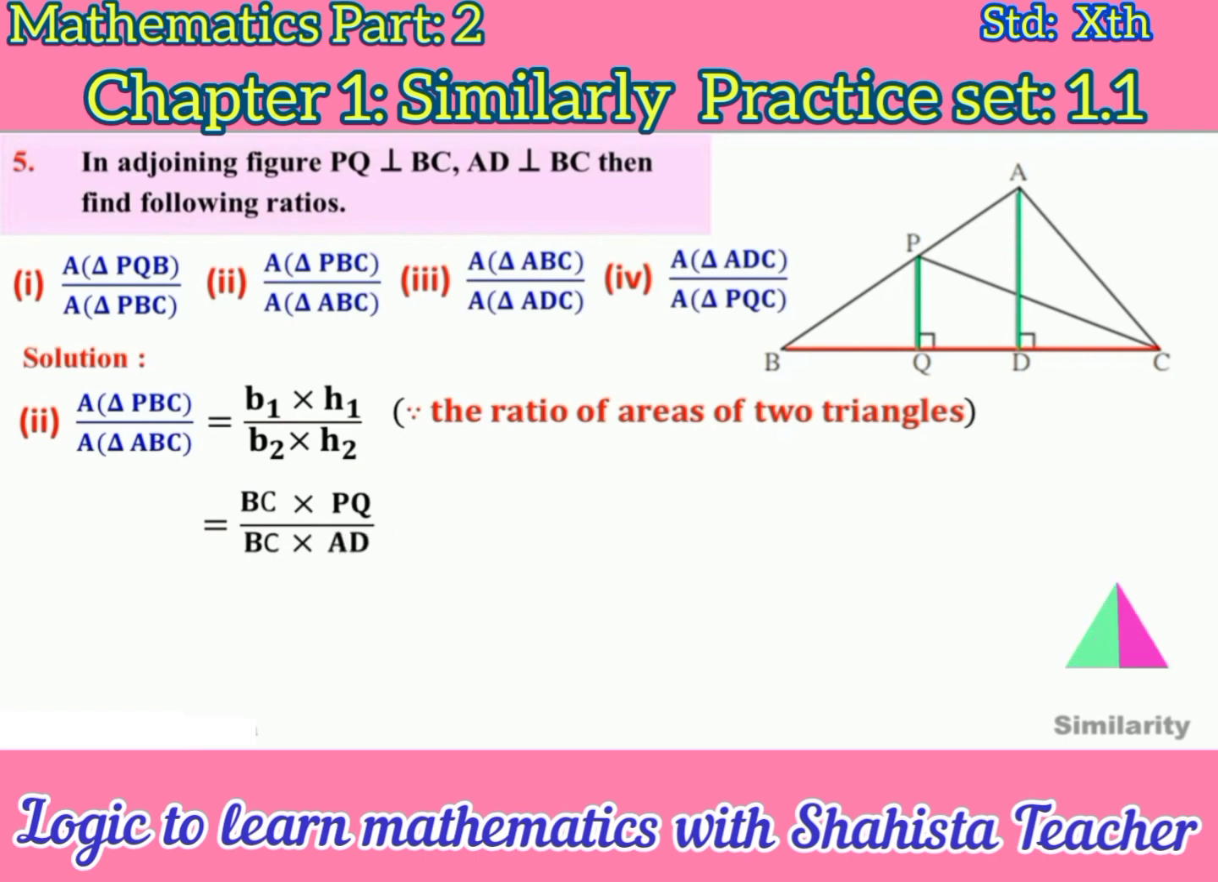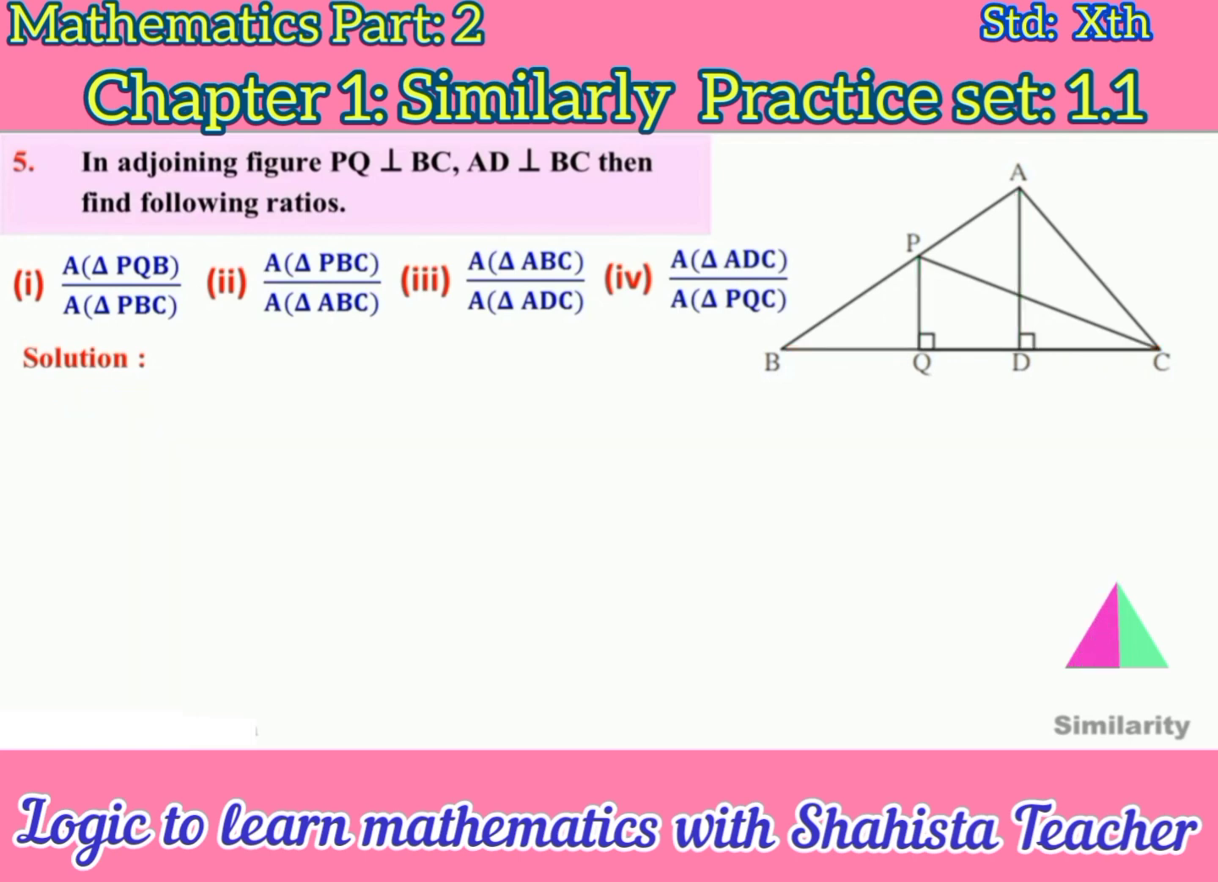Now here we will cancel this base. BC gets cancelled. Equal base gets cancelled, the triangles having a common base. So BC gets cancelled, and only the heights remain: PQ upon AD. So area of triangle PBC upon area of triangle ABC is equal to PQ upon AD.